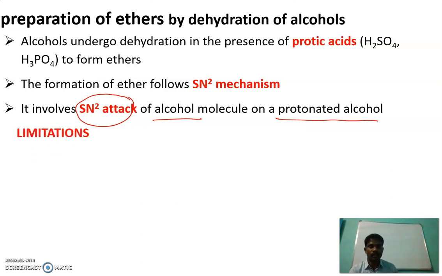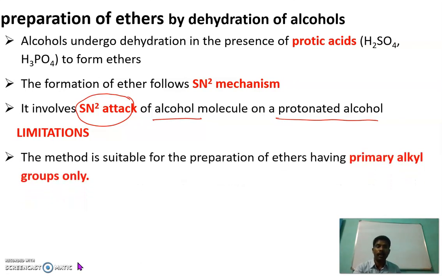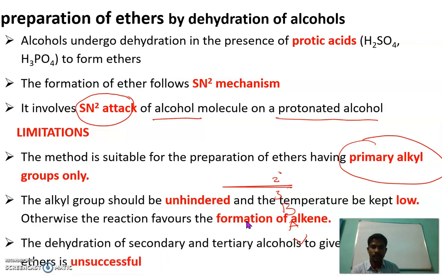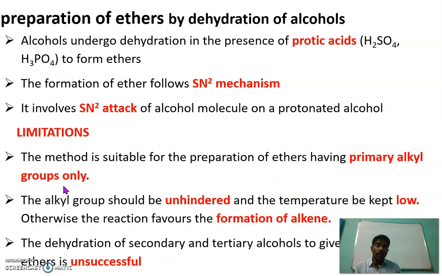Limitations. This reaction has some limitations. The first limitation is that this method is suitable for preparation of ethers with primary alkyl groups only. Ethers with secondary, tertiary, bulky, aryl and vinyl alkyl groups cannot be prepared by this method. Next, the second drawback: the alkyl group should be sterically less crowded and the temperature must be kept low.